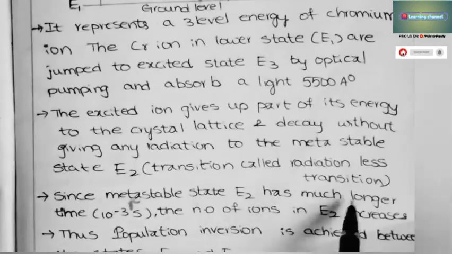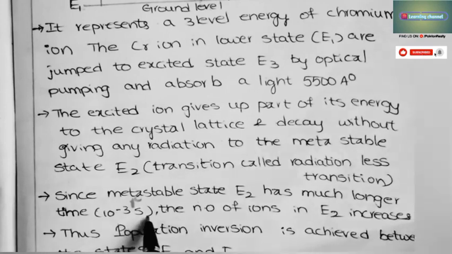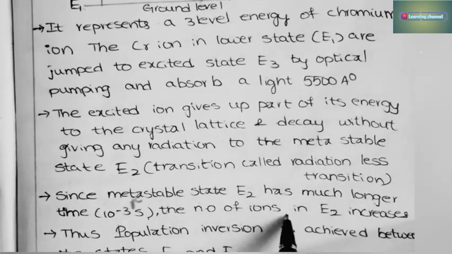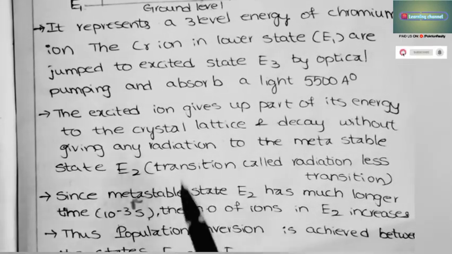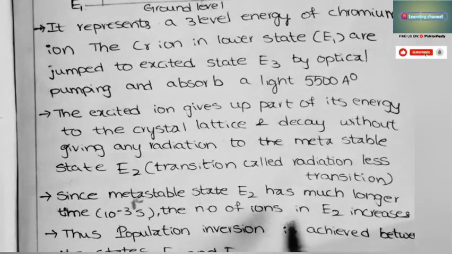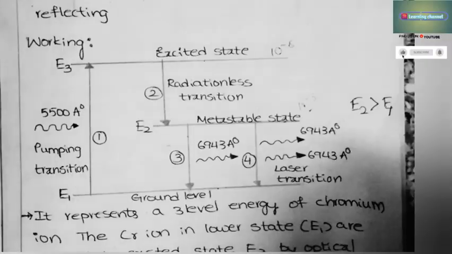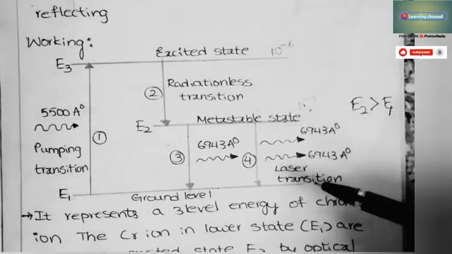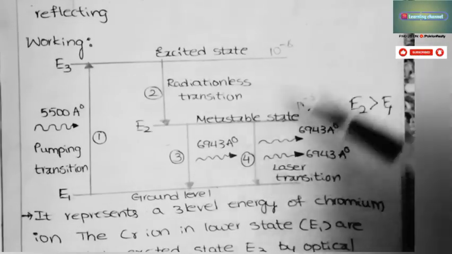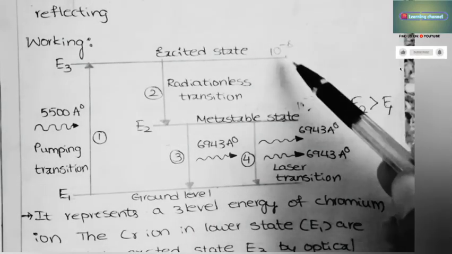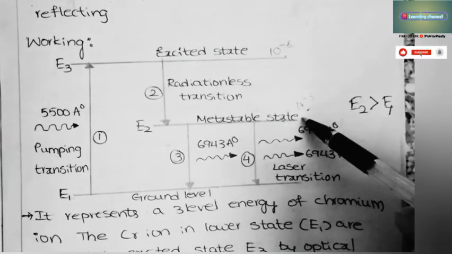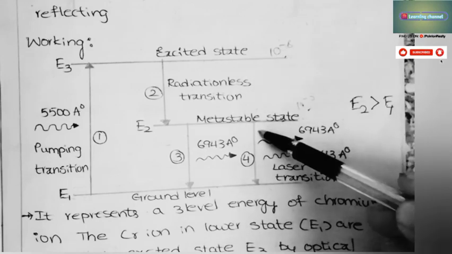So how do we have to write it? Since the metastable state E2 has a much longer lifetime, 10 to the power of minus 3 seconds, the number of ions in E2 increases. Thus population inversion is achieved between the states E2 and E1. Here we have 10 to the power of minus 8 seconds, and here we have 10 to the power of minus 3 seconds. So after 10 to the power of minus 8 seconds, it comes to the metastable state.